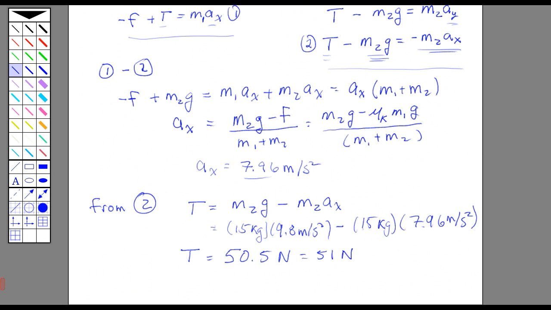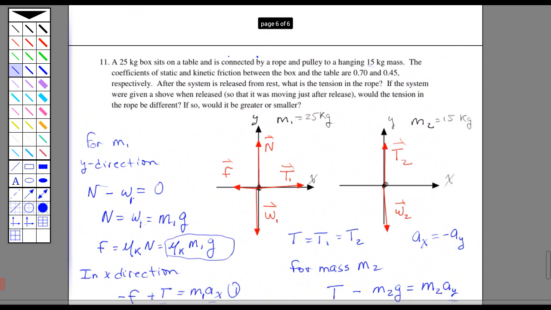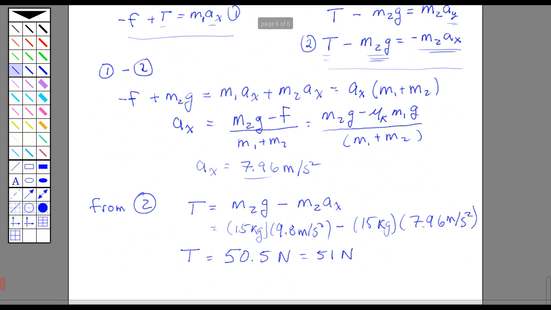Okay, so does this answer change if we give the box an initial velocity? So that's this part here. If we give this box a little bit of a shove, well, no, because we used the coefficient of kinetic friction, so nothing is going to change. The tension force is still going to be the same. Okay, that's it.